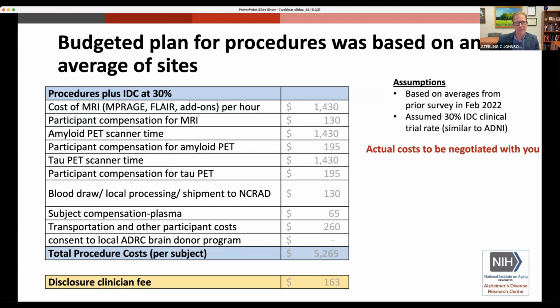For the procedures, I've graded these out, and I don't want you to pay too much attention to those numbers, but more so to these categories in the rows. We'll be paying you for an hour of MRI and compensating the participant for their time. And again, these numbers include that indirect cost rate within the dollar amount here. And we got these numbers based on the prior survey we did back in February of 2022. The actual cost for this will be negotiated with you.